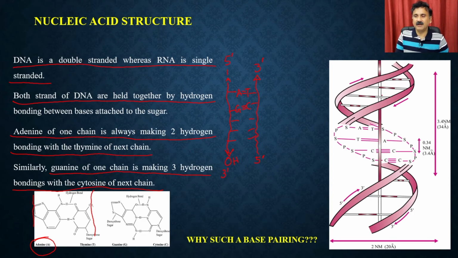So for example, this one is actually having a 5 prime on this side and the 3 prime on this side. So this actually runs like that. Now again we are going to ask the same question, why such a base pair, why there is a strict rule that A is actually making a pair with T and G is always making a pair with C.